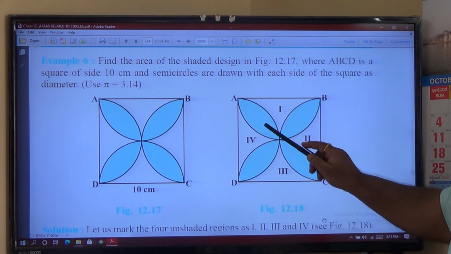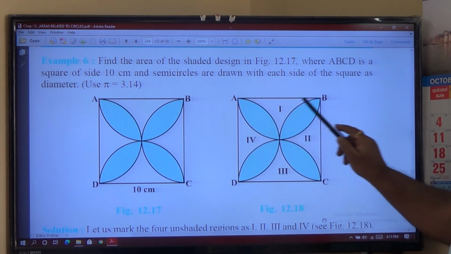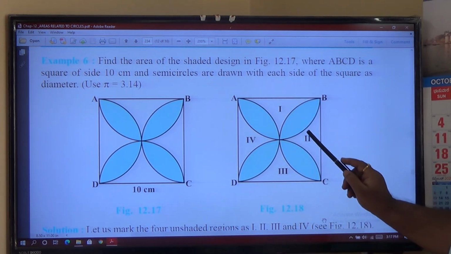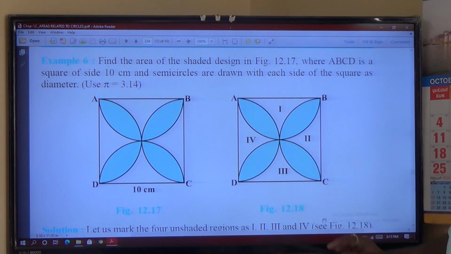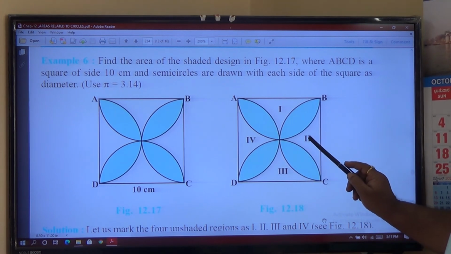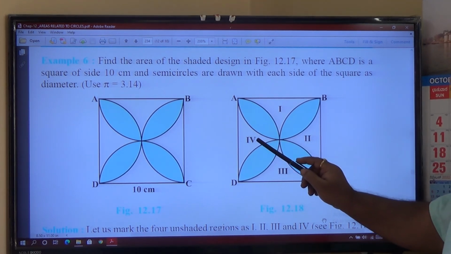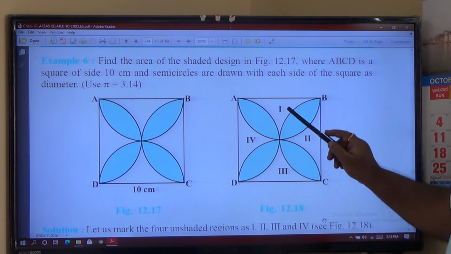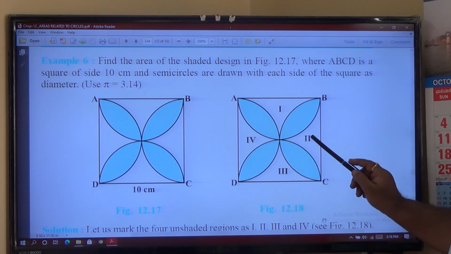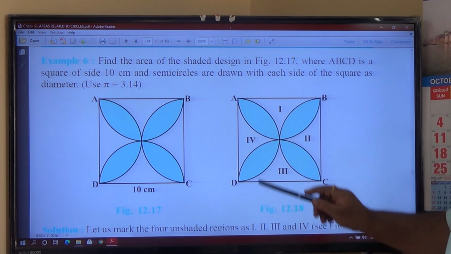So area of the shaded design is equal to area of the square minus areas 1 plus 2 plus 3 plus 4. That is how we are going to get it. Interestingly, how to calculate the area of 1 and 3, which is also equal to 2 and 4? Area of the unshaded regions 1 plus 3 we have to find out first, which is also equal to area of the unshaded regions 2 plus 4. So let us solve this on the board.